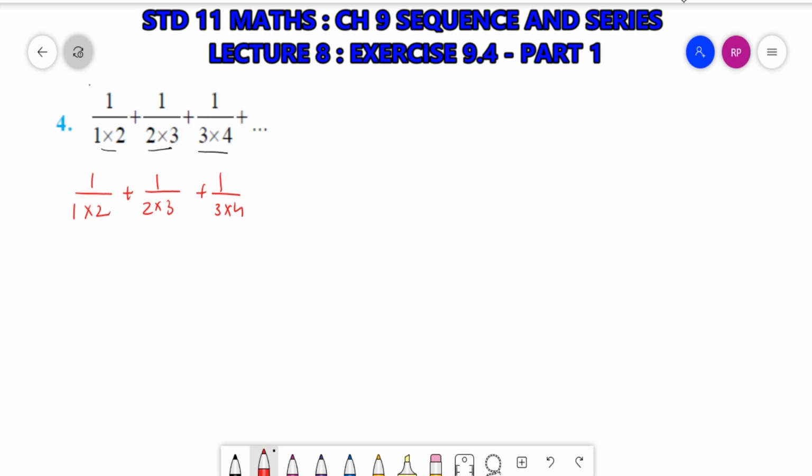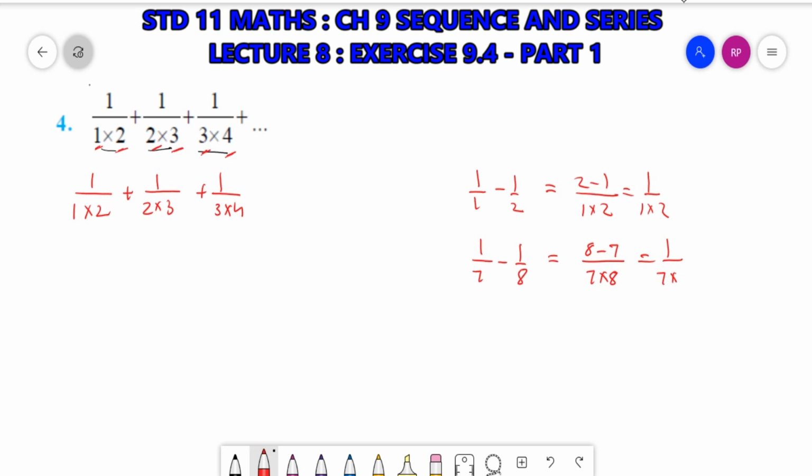Now see, we need to rearrange. See, 1, 2 consecutive numbers, 2, 3 consecutive numbers, 3, 4 consecutive numbers. So see, I am taking the example 1 by 1 minus 1 by 2. When I take LCM, it will be 1 into 2, 2 minus 1, so 1 by 1 into 2. Let's take any two consecutive numbers, let's take 7 and 8. So this will be 7 into 8, 8 minus 7, this will be 1 upon 7 into 8. Right? So, as there are two consecutive numbers, we can rearrange it this way.